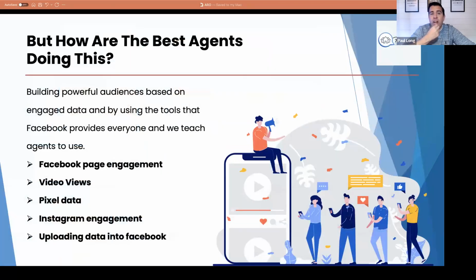So how are agents actually retargeting on Facebook? Well, they're building powerful audiences based on engaged data and by using the tools that Facebook provides everyone. And we teach agents, or we build these for agents. In Facebook Ads Manager, these are all available and a lot of them look after themselves when you create them in Ads Manager, the back part of Facebook. You've got Facebook page engagement audience. This is an audience of everyone visiting your Facebook page or liking, commenting on your posts or messaging you. Facebook will pull them into an audience on a regular basis so you can get back in front of them.